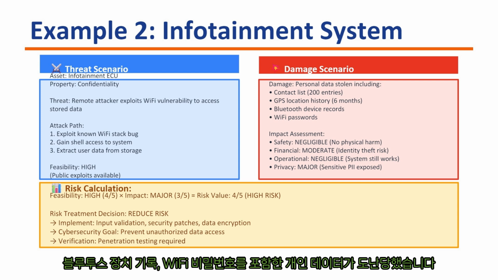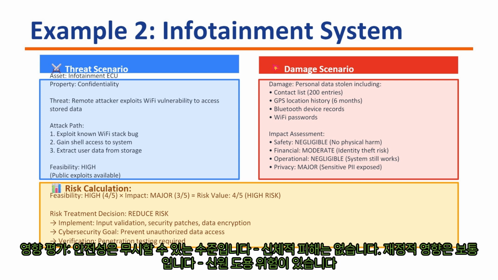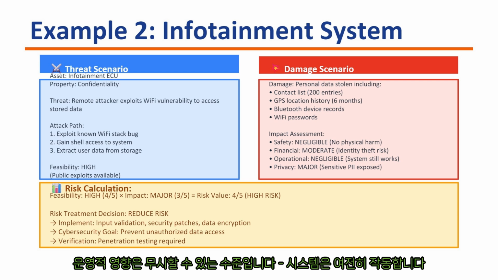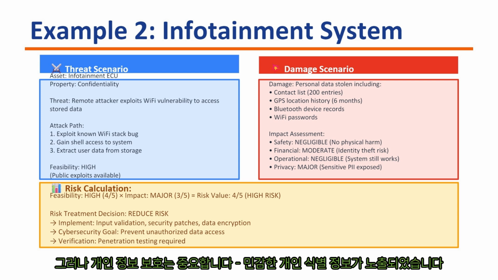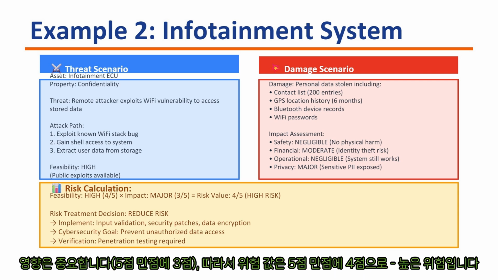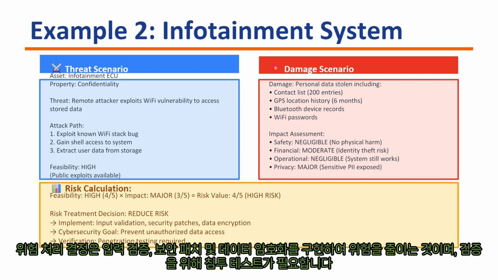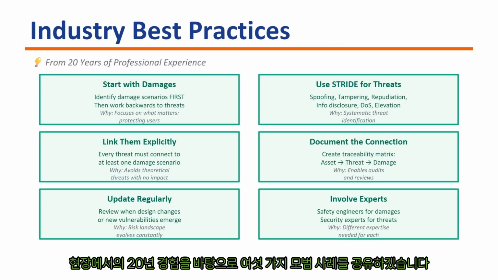Impact assessment: safety is negligible, no physical harm. Financial is moderate. Identity theft risk. Operational is negligible. The system still works. But privacy is major because sensitive personally identifiable information is exposed. Now the risk calculation. Feasibility high, which is 4 out of 5, times impact major, which is 3 out of 5, equals risk value 4 out of 5, high risk. The risk treatment decision is to reduce risk by implementing input validation, security patches, and data encryption, with penetration testing required for verification. Let me share 6 best practices from 20 years in the field.